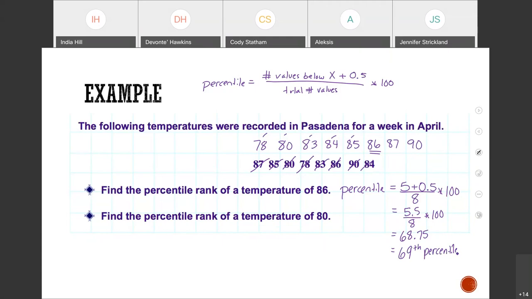Which essentially means that for that 86 we were looking at, 69% of the values are less than that, and the other 31% are more than that. So it gives you a position for this particular value in your data set. 69% of the numbers are less, 31% are more. So it tells you where that number is located.